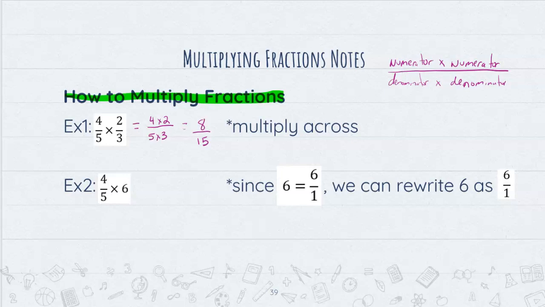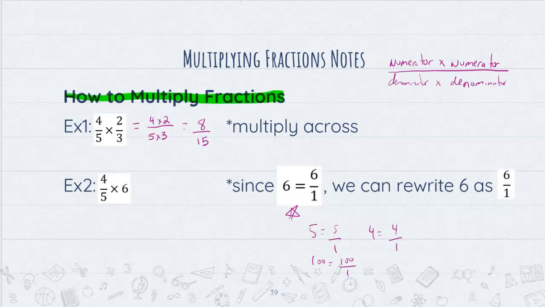Okay. Now, what happens if my number is not written as a fraction, as it is in example 2? Well, any integer, the 6 is an integer or a whole number, can be rewritten as a fraction. So 6 is really 6 over 1. 5 would really be 5 over 1. 4 would really be 4 over 1. 100 is really 100 over 1. So any number can be written as a fraction.